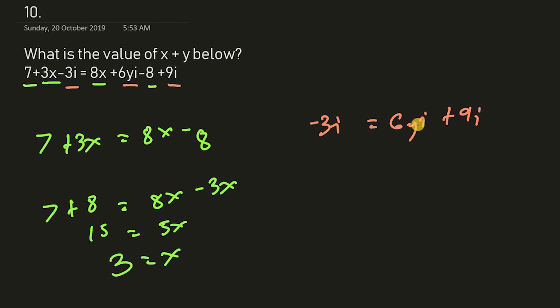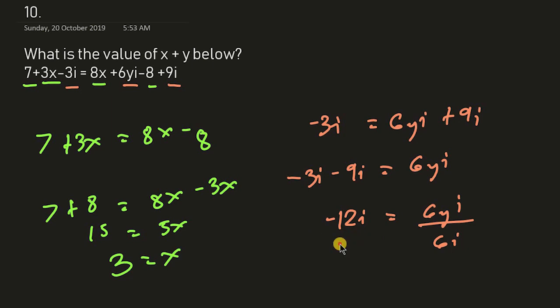Now, we can now solve for the value of y, kasi y lang naman yung variable natin dito. Transpose natin yung 9i sa kabila, negative 3i minus 9i. So, that's 6yi. Negative 3, that would be negative 12i, 6yi. So, i-divide lang natin yung 6i para makuha natin yung value ng y. So, to find for the value of y, negative 12i over 6i, magka-cancel. That would be negative 2.